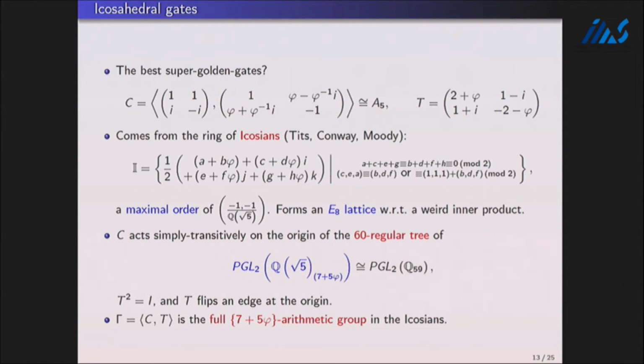Okay, and eventually what you get is the full 7 plus 5 phi arithmetic group. You don't need to zoom into a congruence group, which also in some sense tells you you're not wasting anything. You're taking the full thing and you get what you want.